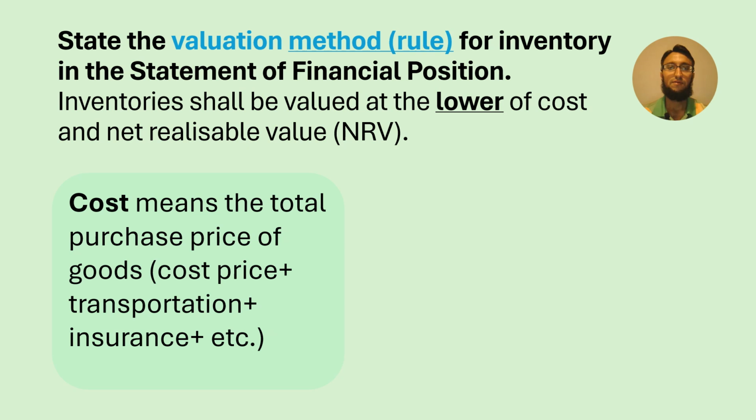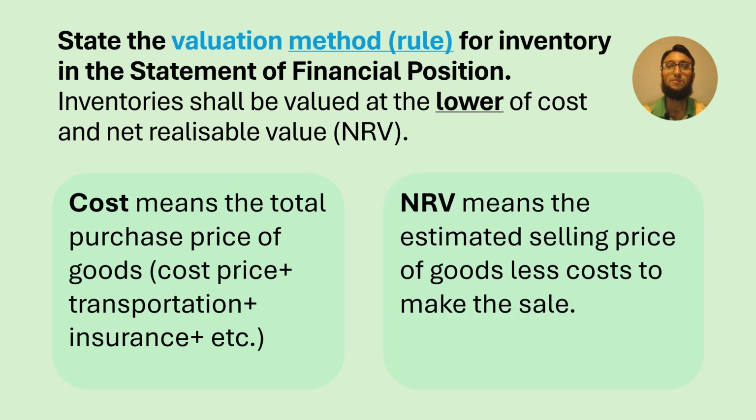So what is the meaning of cost of the inventory? It is simply the total purchase price of the goods, which include items such as transportation and insurance. However, there's a new term for us to learn today, which is the net realizable value. Net realizable value simply means the estimated selling price of the goods in the very near future. So at this point in time, the business has not sold any of their inventory yet.